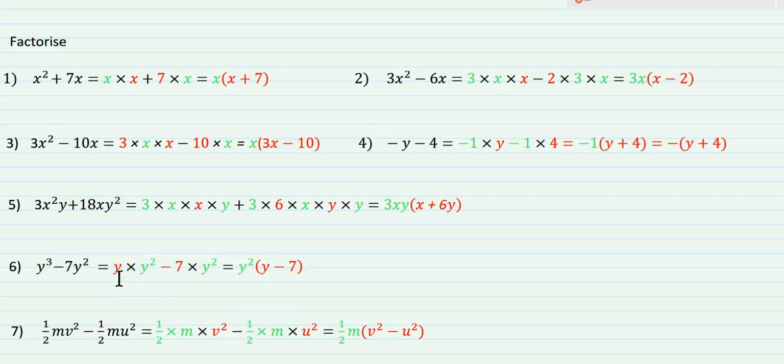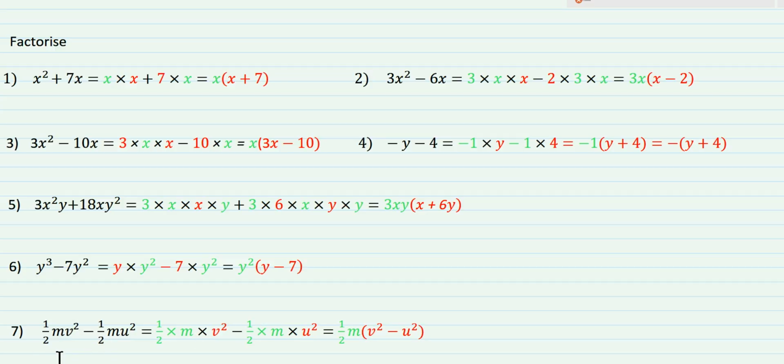Now we see what's common here and here. We can see that the y squared and the y squared is common to both of these expressions, so the y squared goes in front of the bracket, okay? And what's left behind? y is left behind, so you open the bracket, you put the y, and what's left behind here is a minus 7, so you put a minus 7 and close the bracket. So this factorizes to y squared open bracket y minus 7 close bracket.